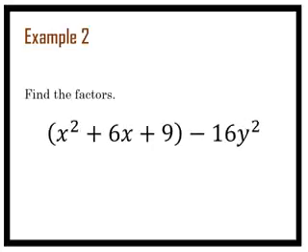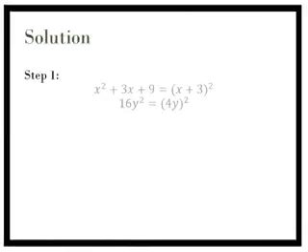and x minus 3. Example 2: factor x squared plus 6x plus 9 minus 16y squared. Step 1 is to express each term into its square. So x squared plus 6x plus 9 is equal to x plus 3 quantity squared. Same as 16y squared will be equal to 4y quantity squared.